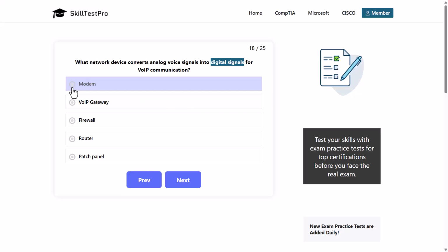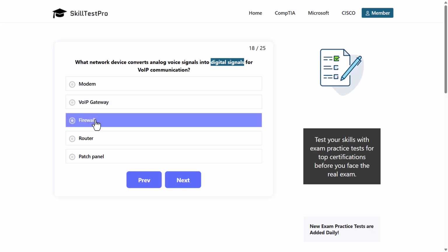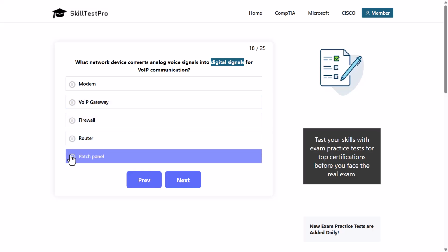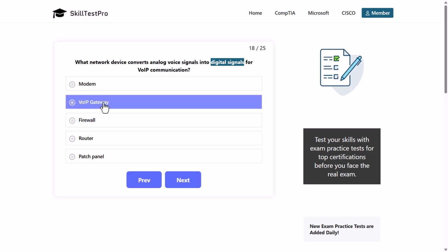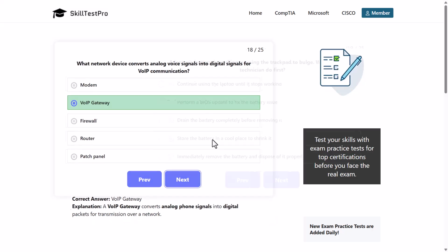So answers are modem, VoIP gateway, firewall, router, or patch panel. Which one would be the correct answer here? And the correct answer here is VoIP or Voice over IP gateway, as a VoIP gateway converts analog phone signals into digital packets for transmission over a network.